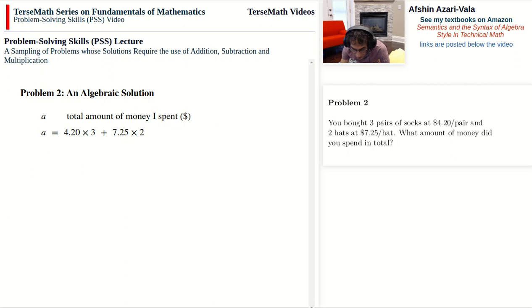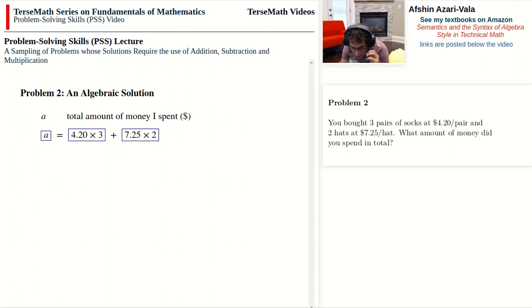And again we can break this expression into terms. On the right side we have 4.20 times 3, that's term number 1, followed by 7.25 times 2, which is term number 2. As usual, on the left side we can also break the expression into terms, and in this case there is only one term on the left side, so the total amount of money that I spent is equal to the amount of money spent on the socks plus the amount of money spent on the hats.